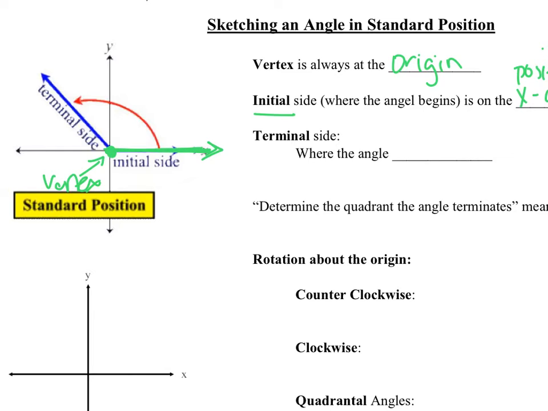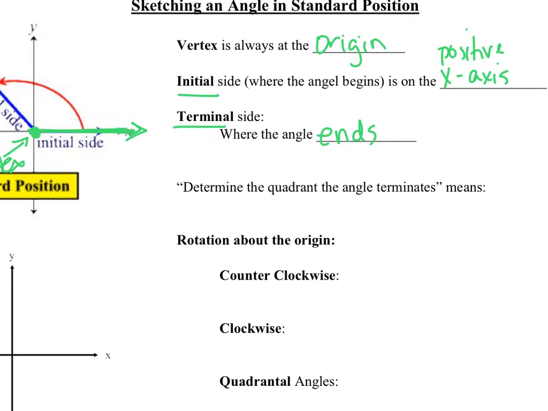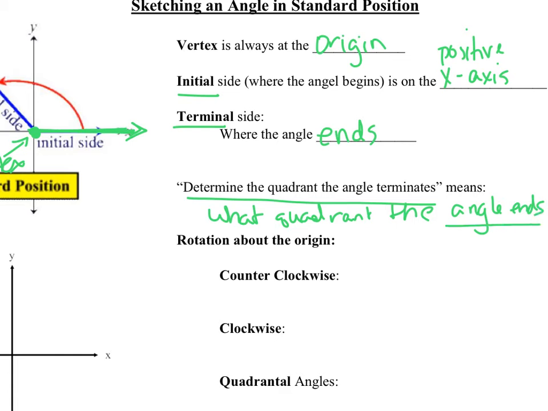The terminal side is where the angle ends. Think of terminal, ends. You go to the terminal at an airport, that's where your flight ends. Okay? Now, one of the things that we say a lot, determine where the angle terminates. This is something that we say over and over, and that simply means determine what quadrant the angle ends in. Or where is the terminal side?